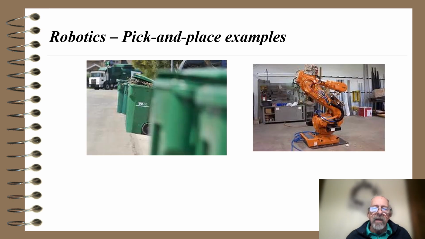Here's some robotics pick and place examples. I like the one on the left because that's where all the garbage seems to be picked up in this local area in Western Mass. A truck coming along and dumping either the waste or the recyclables into a truck. On the right hand side we have an industrial robotics pick and place example.